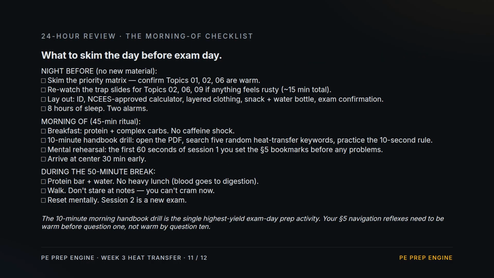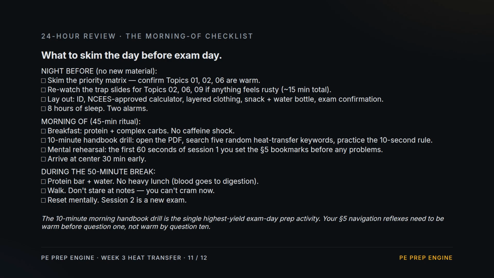24-hour review. Night before, no new material. Skim the priority matrix to confirm topics 01, 02, and 06, feel warm. Rewatch the trap slides for thermal resistance, convection, and radiation if rusty. Lay out your ID and NCEES approved calculator, layered clothing, a snack, and water. 8 hours of sleep, 2 alarms. Morning of, breakfast with protein and complex carbs. 10-minute handbook drill. Search 5 random keywords, practice the 10-second rule. Rehearse session 1's first 60 seconds, setting your Chapter 5 bookmarks. Arrive 30 minutes early. During the break, water, walk, don't cram.